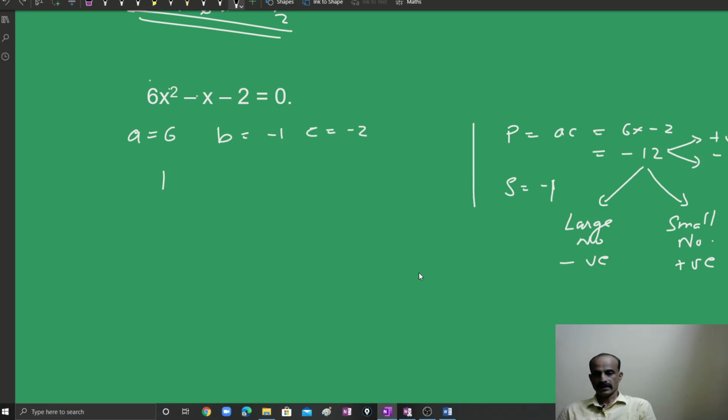So that's how. Now let us come back to the point. -12 or 12 factors: 1, plus or minus 1, plus or minus 12, plus or minus 2, plus or minus 6, plus or minus 3, plus or minus 4. If I write plus or minus 4, 3 will come in, it's already done. From this you have to find out two numbers whose sum is -1.